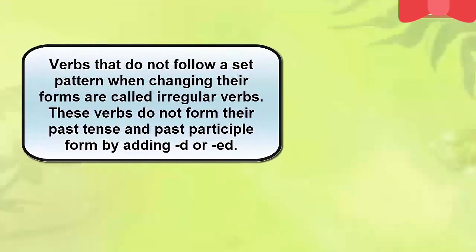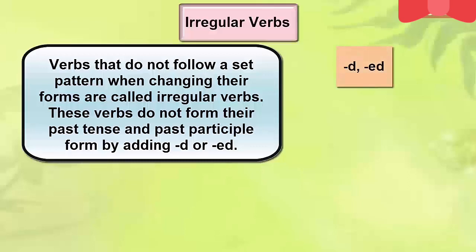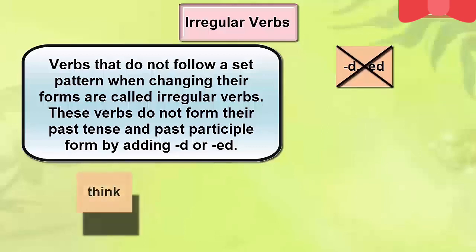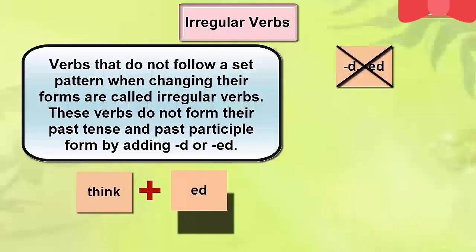Verbs that do not follow a set pattern when changing their forms are called irregular verbs. These verbs do not form their past tense and past participle form by adding d or ed at the end. For example, the verb think ends in the consonant k. If we were to follow normal rules to form its past tense, we would add ed at its end and get the word thinked.